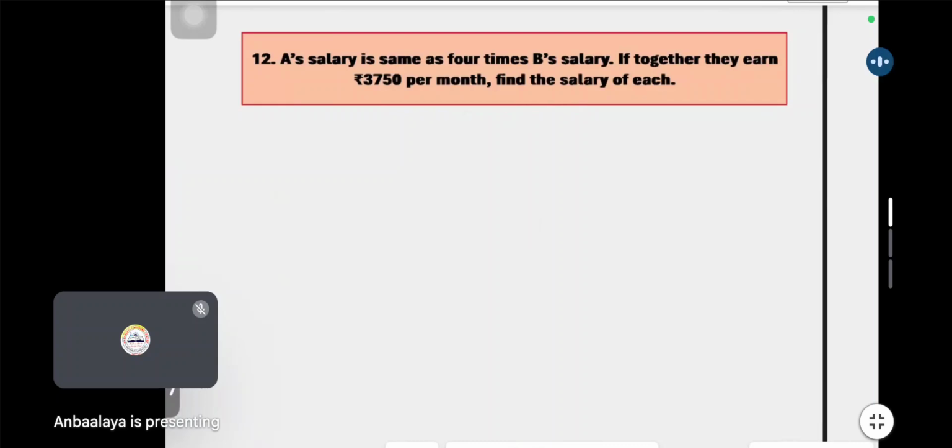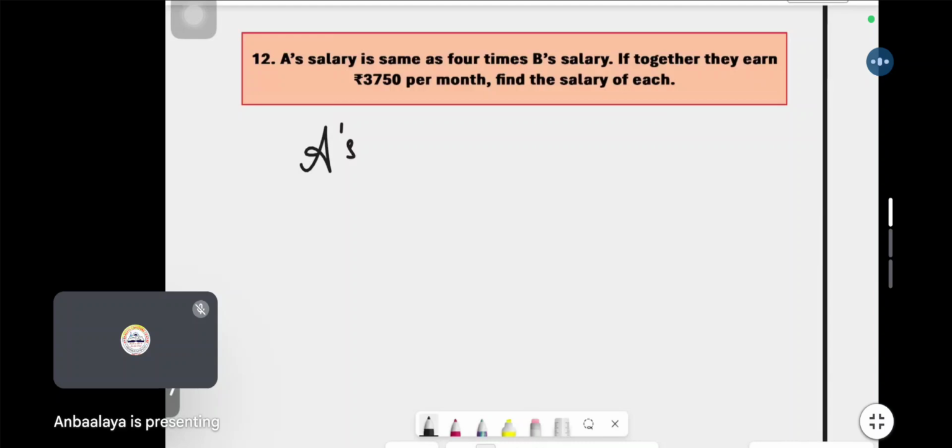A's salary is the same as 4 times B's salary. If together they earn rupees 3,750 per month, find the salary of each. So we need to find A's salary and B's salary.